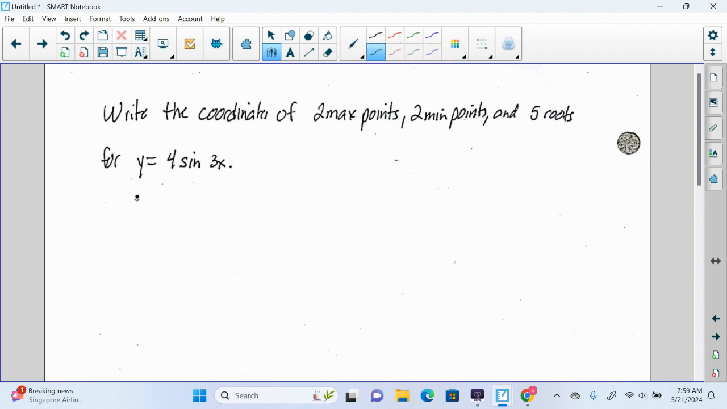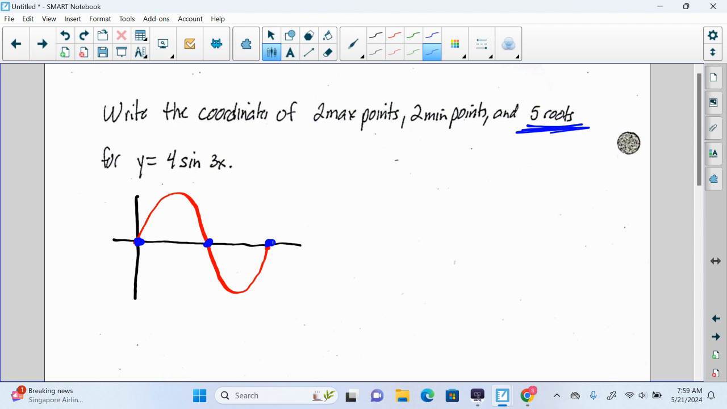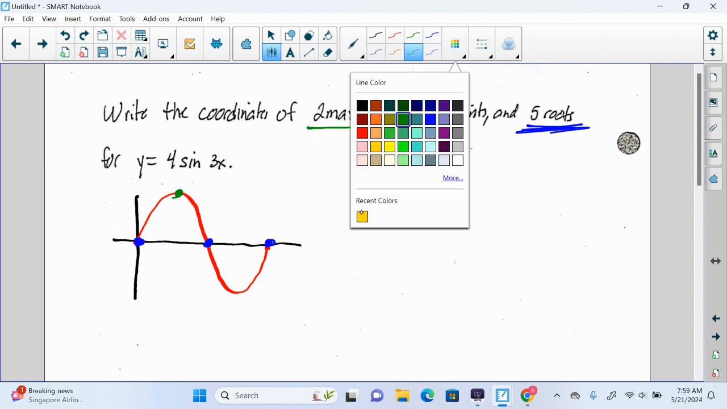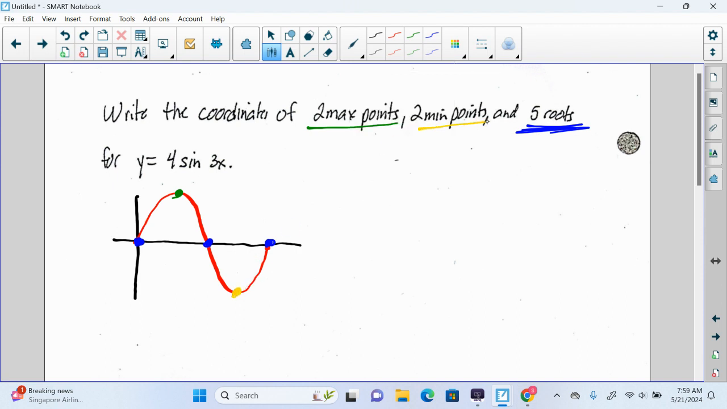So if I were to put this right here, it's a sine curve, so I can go ahead and do this. There's 1 period. Now, we don't know what this is right here, but we have to calculate that. But as far as our points, the blue points are our roots. Notice I asked for 5, so it's more than what we see here. Our max point, this is our max point right here. And a minimum point, we'll do in this yellowish color. That's our minimum point.